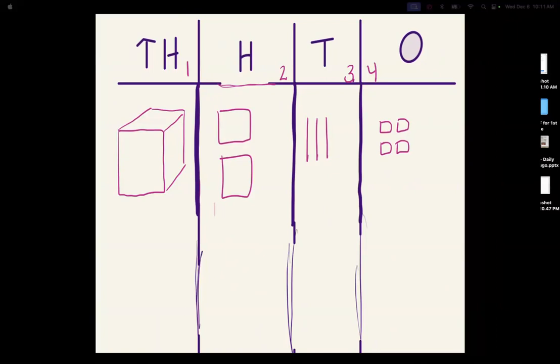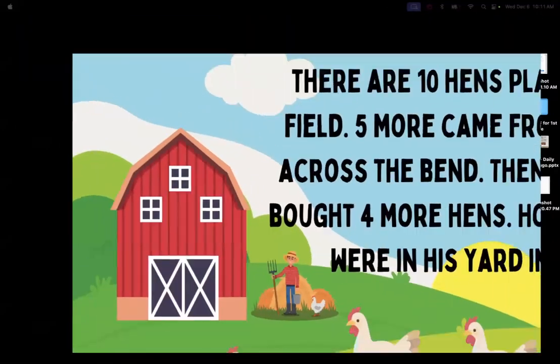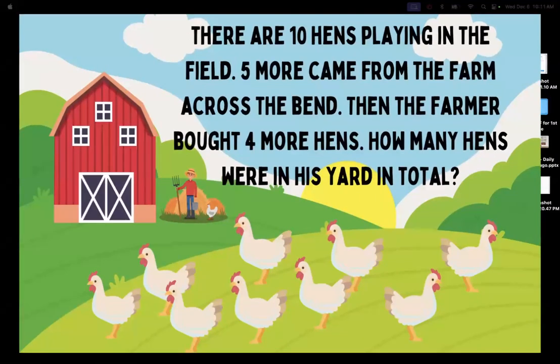Good job, Noah. Ooh, great job, Kinsley. Wonderful work. Okay, we are going to go on from here and we're going to start looking at our word problems today. And you're going to help me with these word problems, okay? We're going to find the numbers that we need and then we're going to add them together, okay?